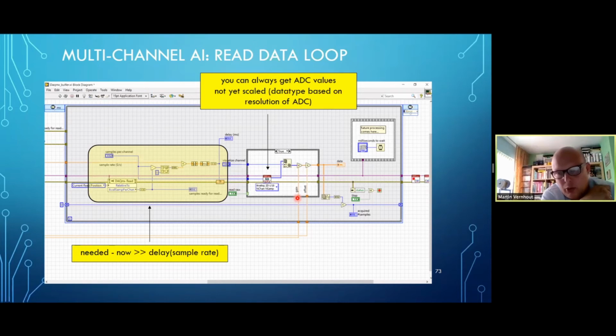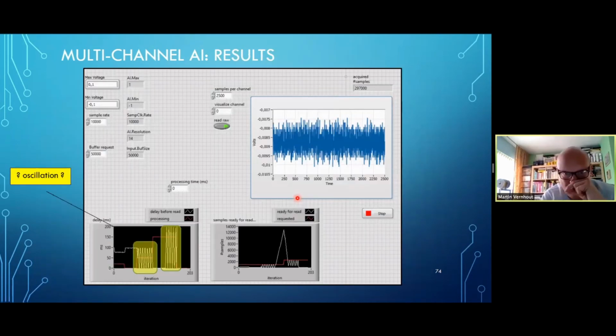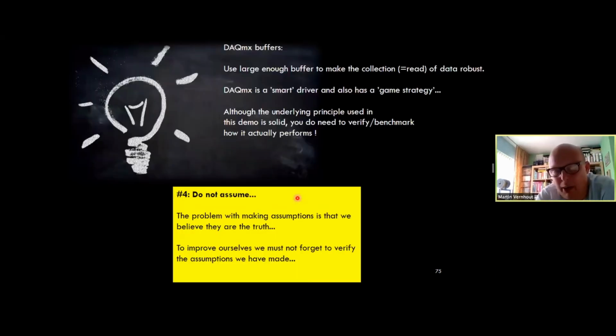If you don't, you end up with data in memory which gets filled, and then it will abort with an error. If you operate this one, you can find that, depending on the amount of processing time you input, you will see some strange oscillations by Windows or the DAQmx driver. The simplest solution here is, if you're using buffers, make them large enough. Windows is not super smart. DAQmx is a smart driver, and it has some game plan of its own.